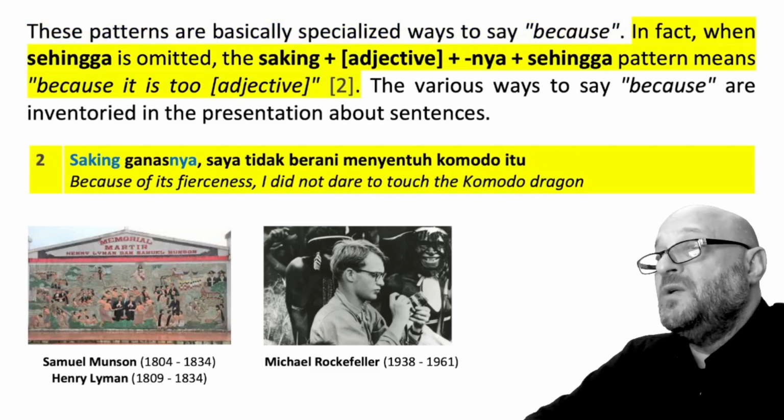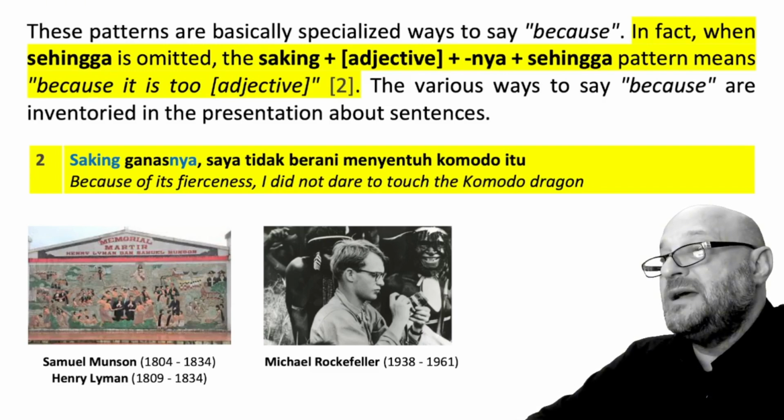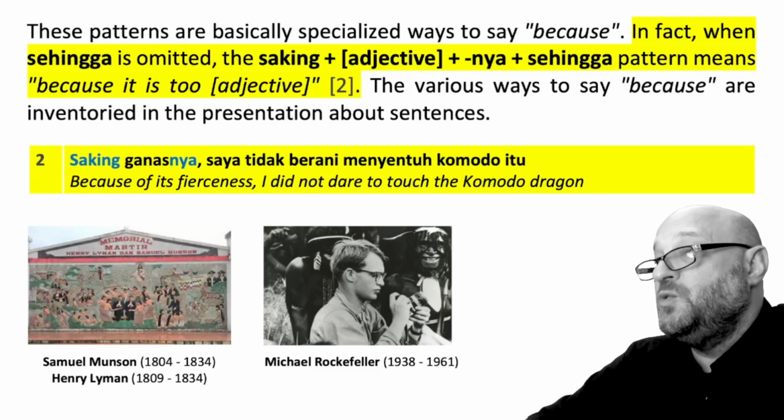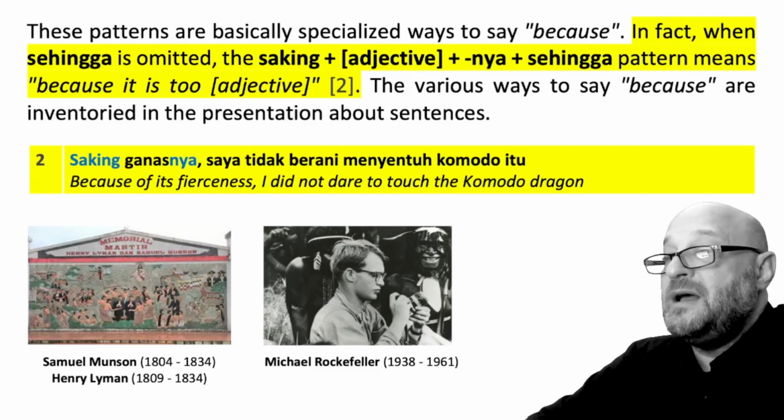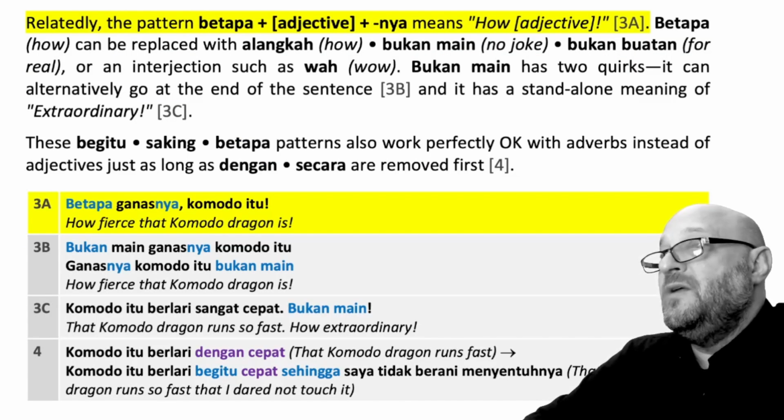In fact, when sehingga is omitted, the saking adjective nya sehingga pattern means because it is to adjective. Example 2, saking ganasnya saya tidak berani menyentuh Komodo itu. Because of its extreme fierceness, I did not dare touch the Komodo dragon. Relatedly, the pattern betapa adjective nya means how adjective.